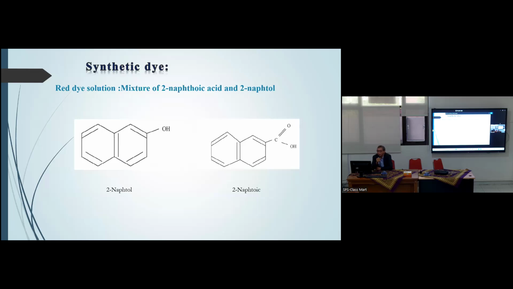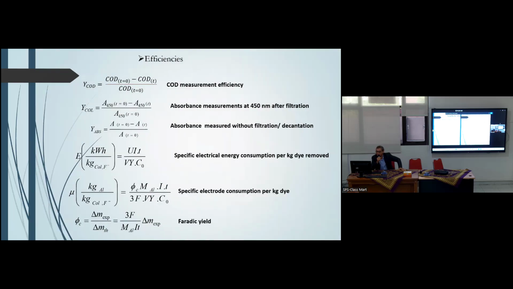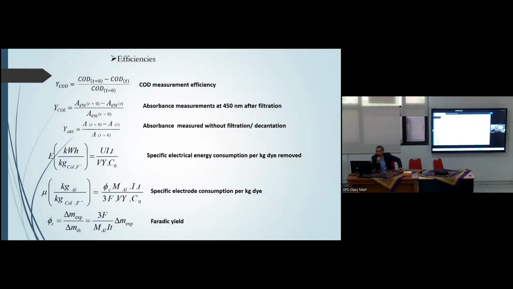We use a synthetic dye solution. This is a mixture, as an example, a synthetic dye. And we have to measure the chemical oxygen demand, okay? The decolorization by absorption, the specific electric energy, because we have energy, we have to measure the energy. We have this specific consumption of the anode, because the mass of the anode should disappear, etc. Okay?